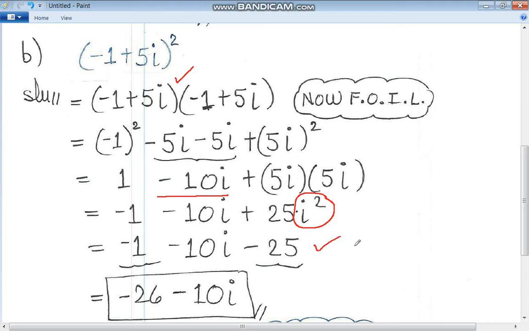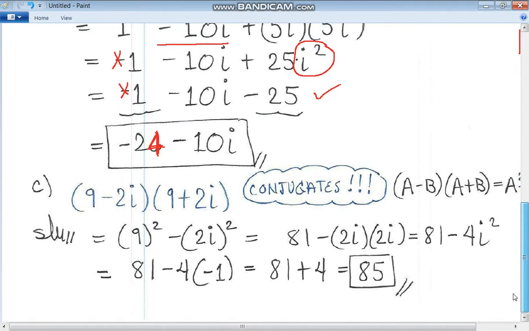Oh, wait a minute. Where did that negative sign come from? Get rid of that guy. He appeared from nowhere. Okay, that's going to change our answer. All right, so we have 1 minus 10i minus 25. So 1 minus 25 is -24. -24 minus 10i. That's a + bi form, and we're finished with that one.